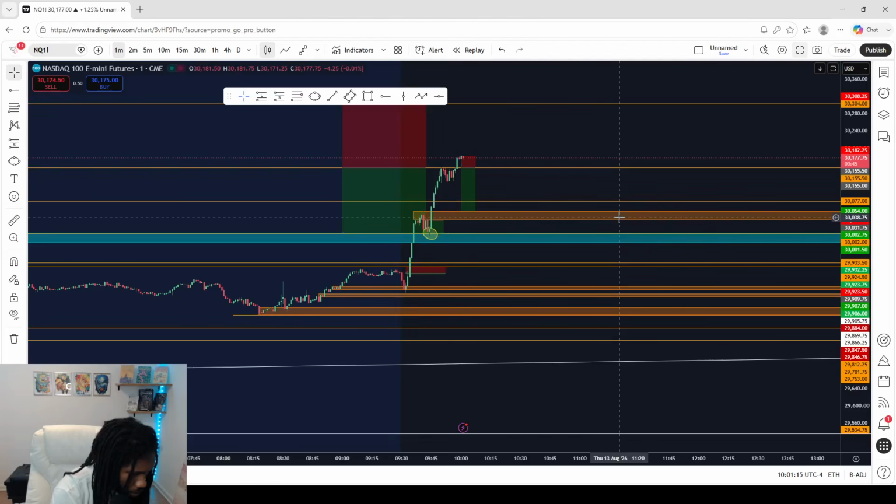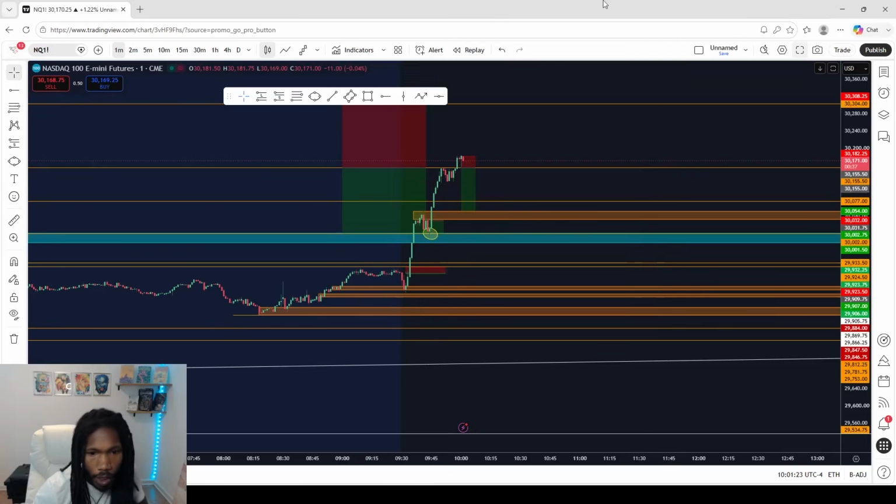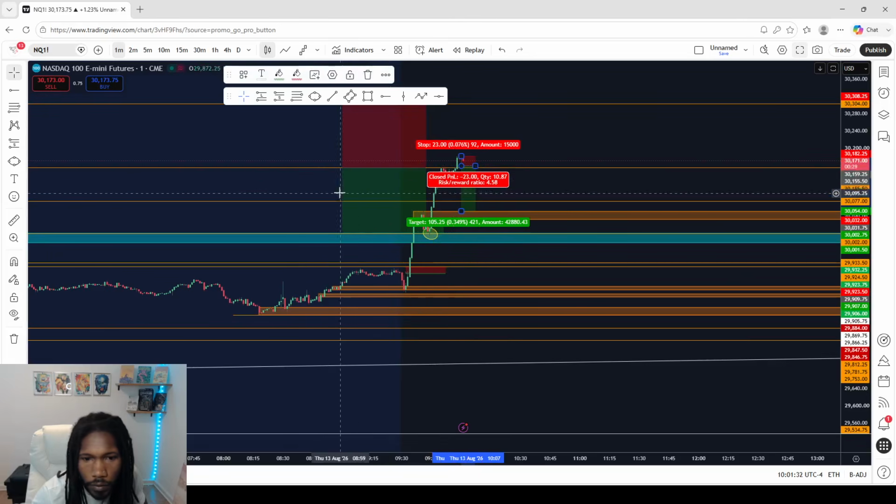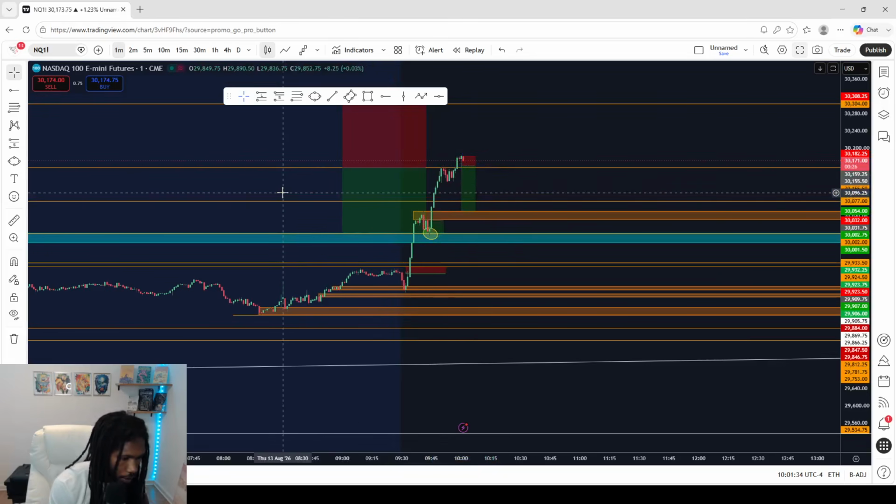Actually, let's see if we can refine this position and get more of a sniper entry. 159 is going to be the entry. 159.25, yeah. That's going to be slightly above that. All right. See, we're in the market.